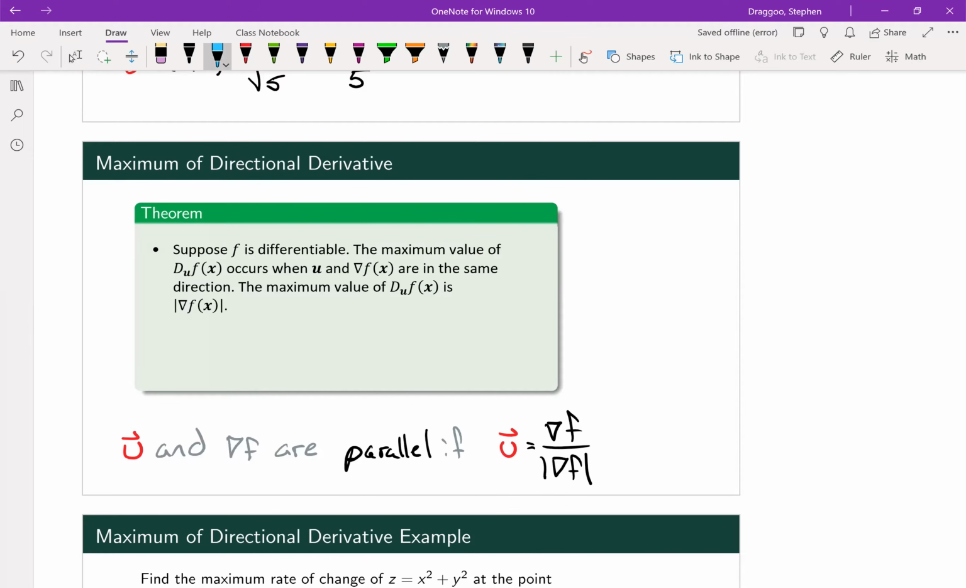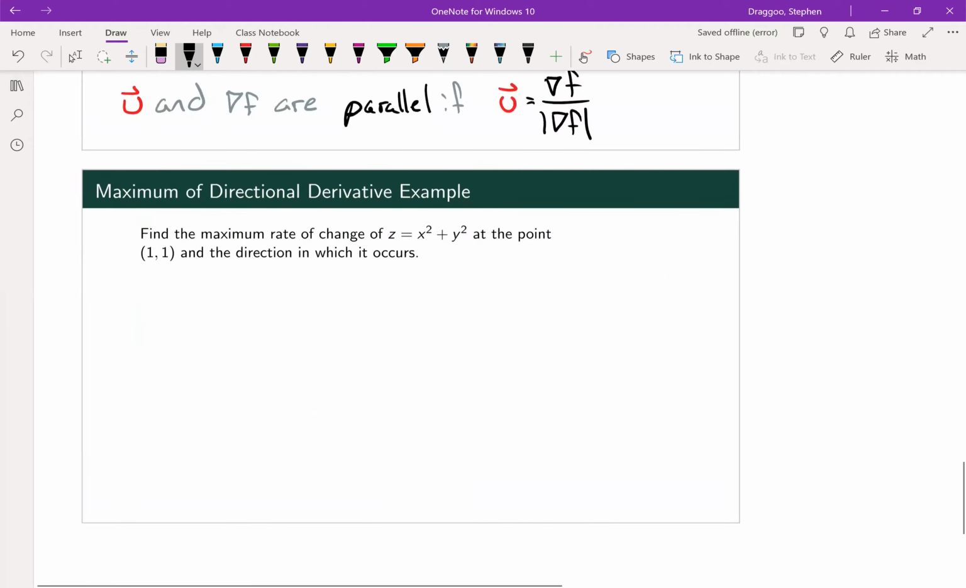Similarly, if we need the minimum instead of the maximum, then our unit vector is parallel to the negative of the gradient. So parallel to negative gradient f. So basically just go backwards to find the direction of minimum change, go forwards in the gradient to find the direction of maximum change.